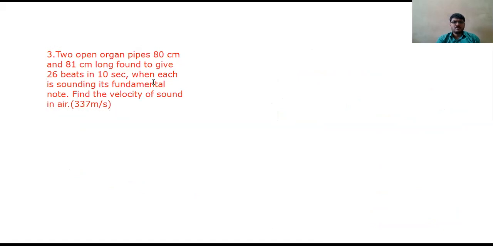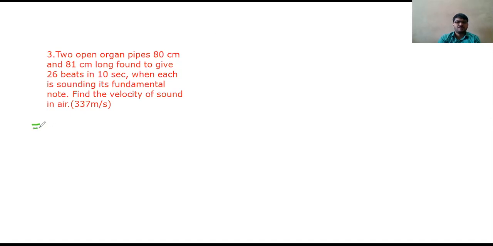You can see here, what is this problem? Two open organ pipes 80 centimeter and 81 centimeter long, found to give 26 beats in 10 seconds, sorry, 10 seconds, when each is sounding its fundamental note. Find the velocity of sound in air. This is the answer they have given. So how to solve this?